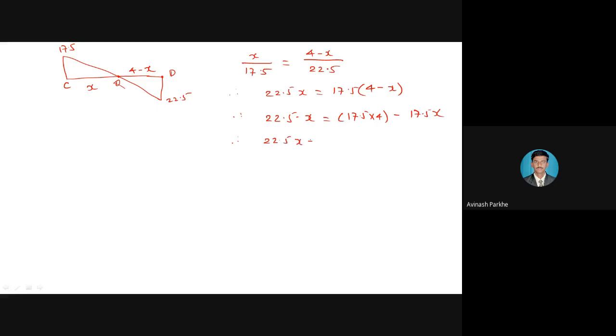Therefore, 22.5 X plus, this minus 17.5 is present at the right side. It is negative. If I take it to the left side, it becomes positive. And 17.5 into 4. Therefore, X is equal to 17.5 into 4 divided by, X जर कॉमन केलं तर राहते ब्रॅकेट मध्ये 22.5 plus 17.5. What will be your X distance? Go for the cross multiplication properly and then only calculate the X distance. Tell me the X distance.